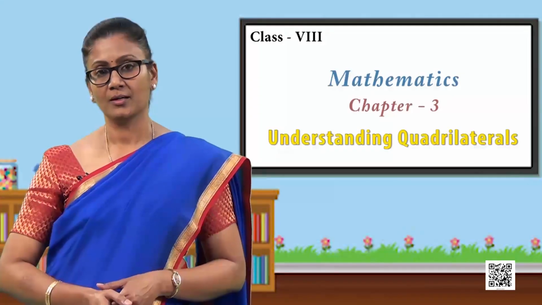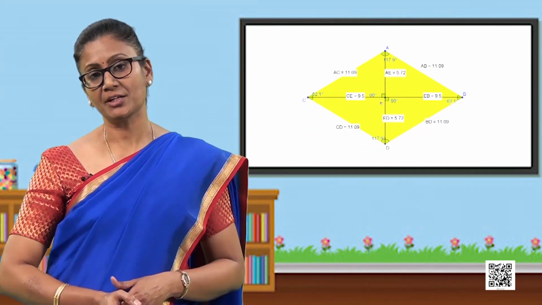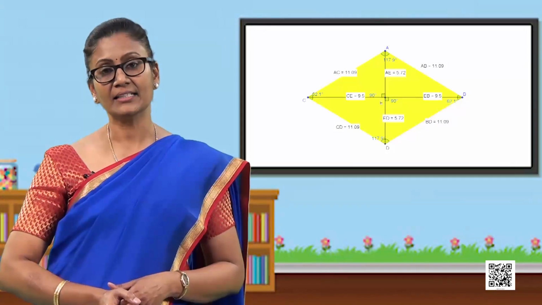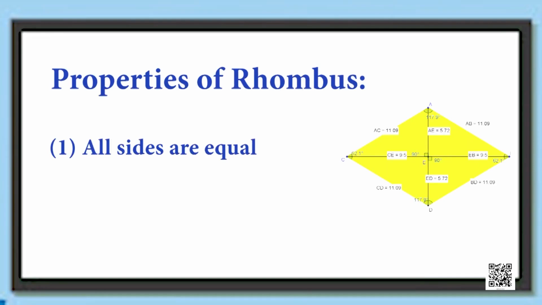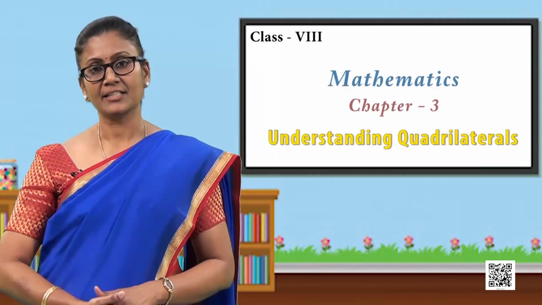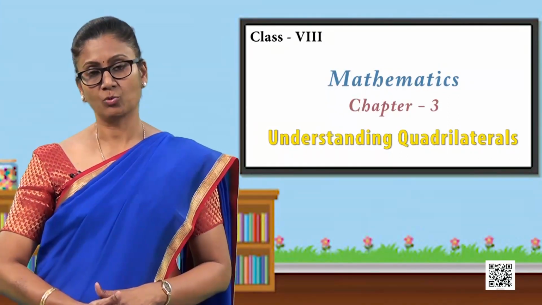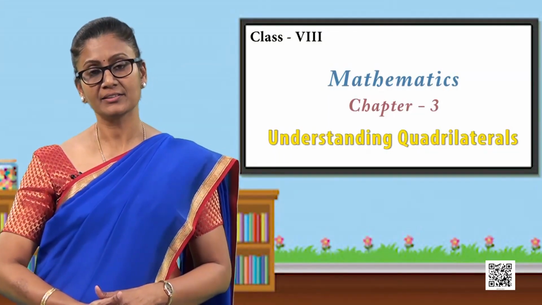So from the video, let us first try to define a rhombus. A rhombus is a special variety of parallelogram where all its sides are equal and the diagonals are perpendicular to each other. Now we shall go and list the properties of a rhombus. All sides are equal and the diagonals are perpendicular to each other. The second variety of parallelograms that we are going to discuss is a rectangle. So now let's watch this video to see how a rectangle is constructed and also verify its properties.